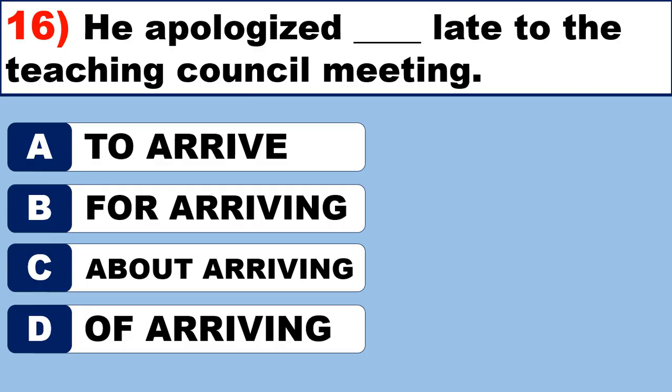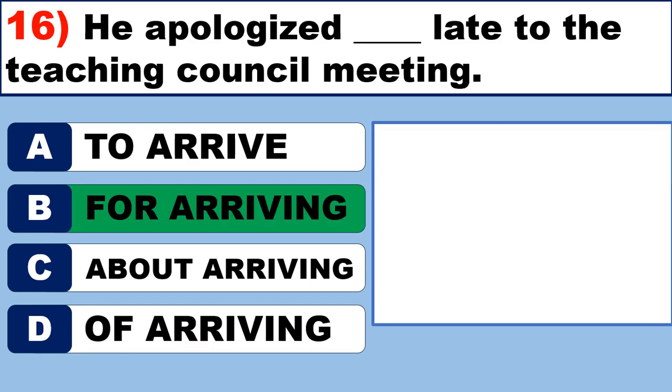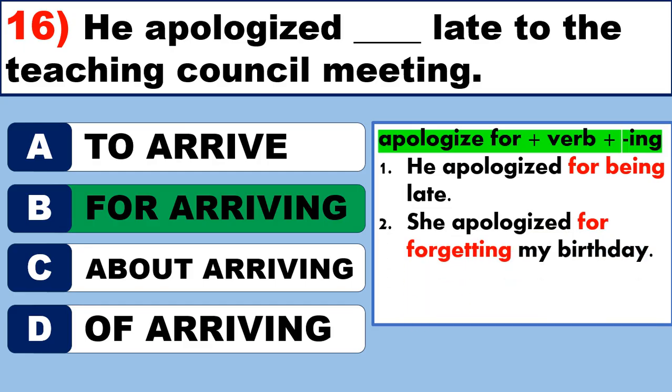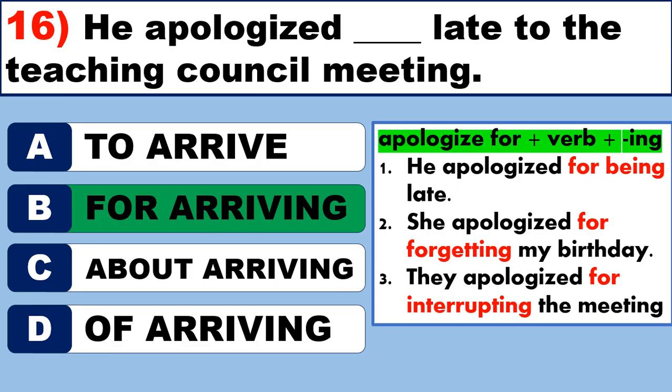Number 16. He apologized to arrive late, for arriving late, about arriving late, of arriving late. To apologize. In English, the best preposition that goes with apologize is for. He apologized for. Apologize for plus verb plus ing form. He apologized for being late. She apologized for forgetting my birthday. They apologized for interrupting the meeting.